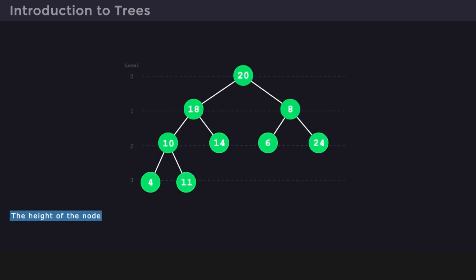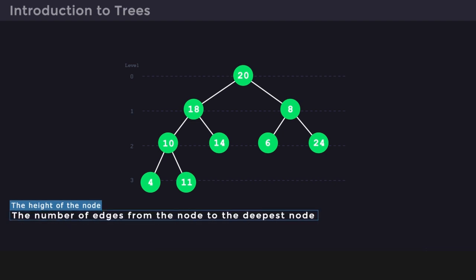The height of a node is the number of edges from the node to the deepest node. For instance, suppose we want to find the height of the node with a value of 18. Then, as is observed, the deepest nodes are the nodes with a value of 4 and 11. However, we only need one of them because both of them share the same level. Therefore, the number of edges is 2, or in other words, the height of the node with a value of 18 is equal to 2.